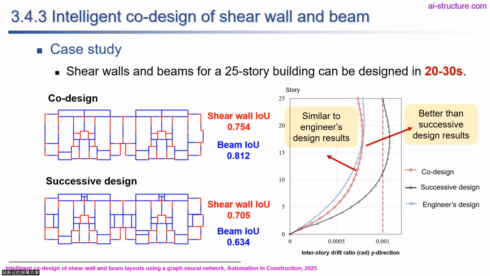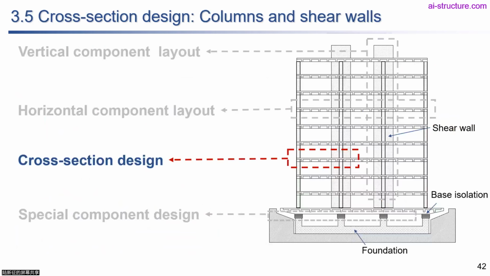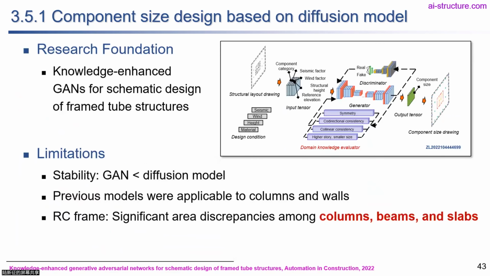And also the performance of the structure is not good enough. And then when we finish the layout structure design, we need to predict the cross-section. In 2022, we proposed an algorithm to predict the cross-section of columns and shear walls based on GAN. But this algorithm has a limitation: it cannot be used for the design of the beam section. So we want to propose an algorithm that can design columns, beams, and also slabs.